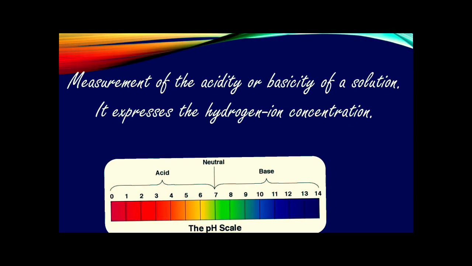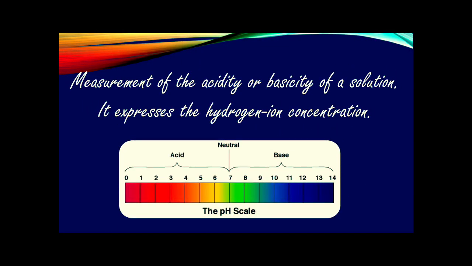To measure if something is acid or basic, we have the hydrogen potential, which is better known as pH. This pH is the measurement of the acidity or the basicity of a solution, and it expresses the hydrogen ion concentration. The pH works with a scale that goes from 0 to 14, with 7 being neutral. Below 7 we find the acids, and above 7 until 14 we have the bases. It also is represented by a scale of colors that includes reds for the acids and blues for the bases.